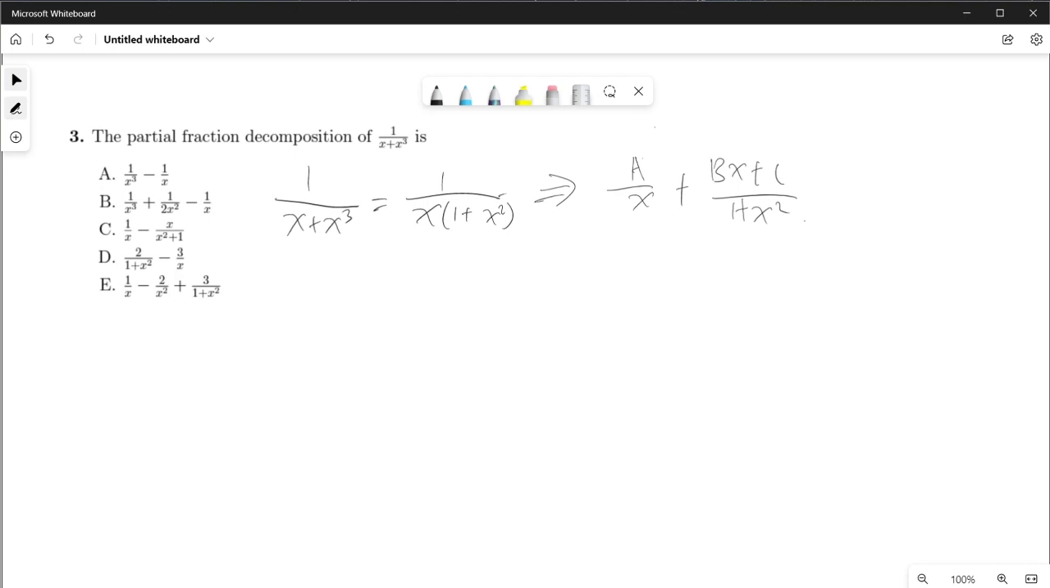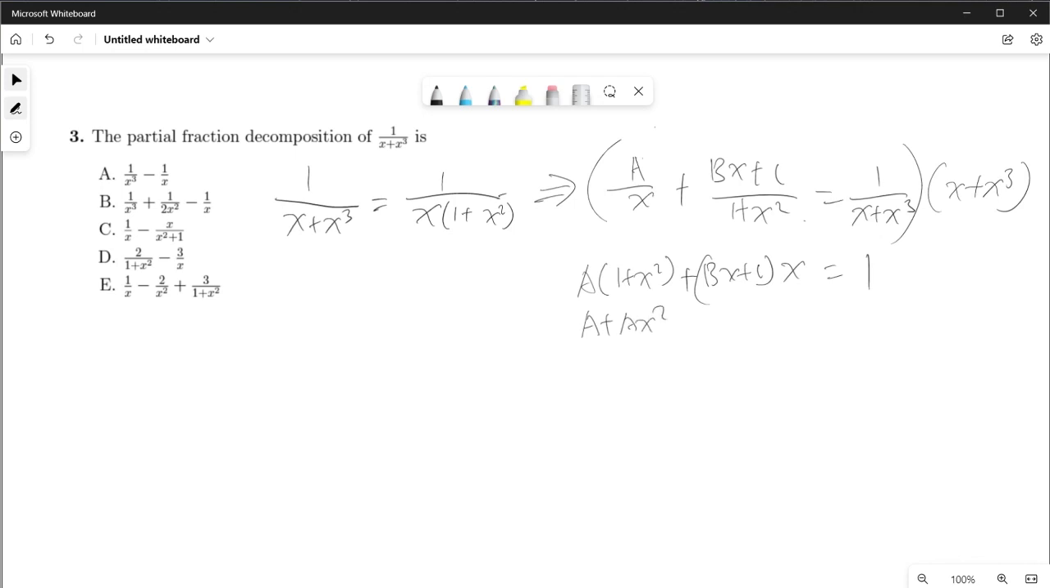So here, this will equal 1 over x plus x to the third. We'll multiply by x plus x cubed on both sides. Let's just say multiply the whole equation by this. So it will be A times the other part, 1 plus x squared, plus Bx plus C times x. This will be 1 over here. Right? It will be A plus Ax squared plus Bx squared plus Cx equal to 1.